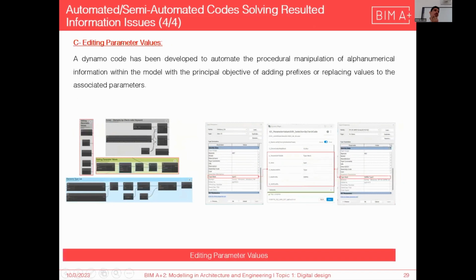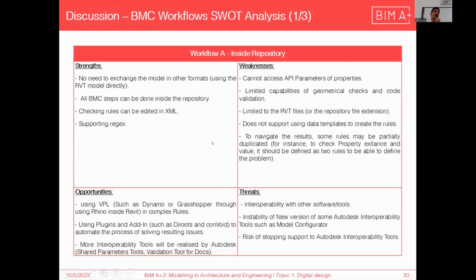The third code I developed, also using Dynamo, was to manipulate the results in terms of the alphanumerical information. You can here edit the value of the property, add a prefix or suffix. And then I conducted a SWOT analysis for each workflow to know the opportunities and limitations.